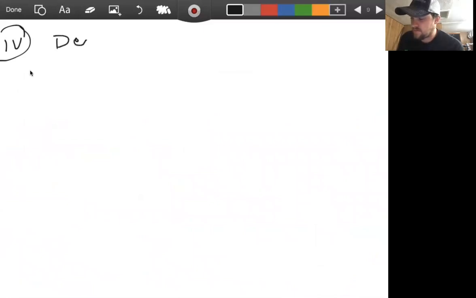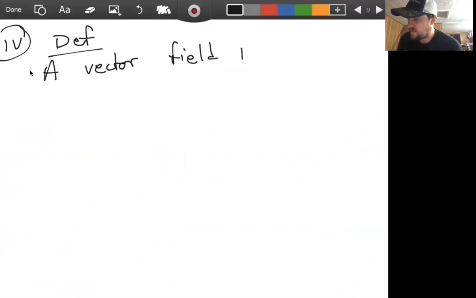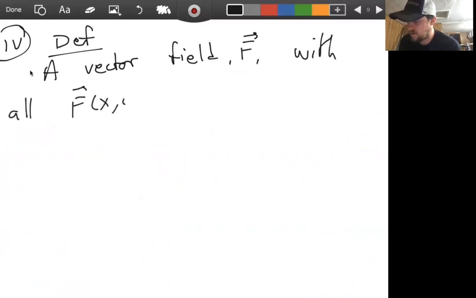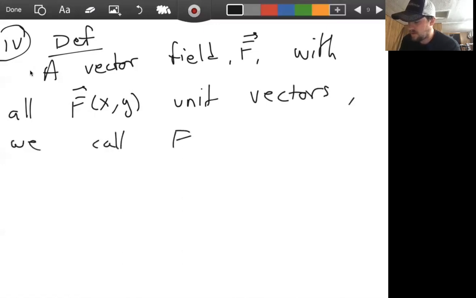For the next example, I would like to give a definition first. So a definition here is a vector field. We'll call it F, with all f of x, y, or in 3D, f of x, y, z, with all f of x, y unit vectors, we call F a unit vector field.